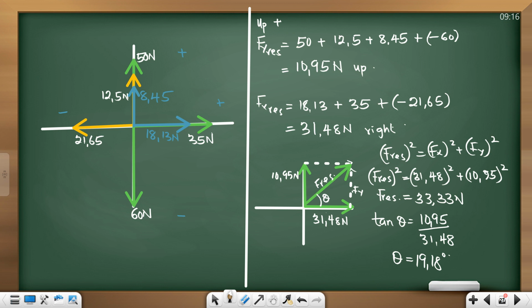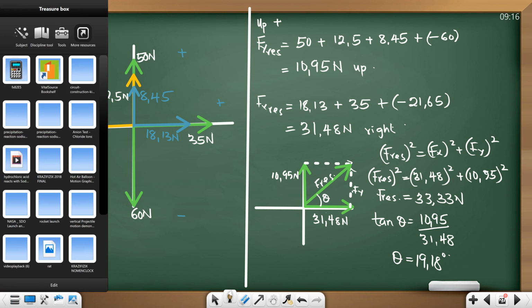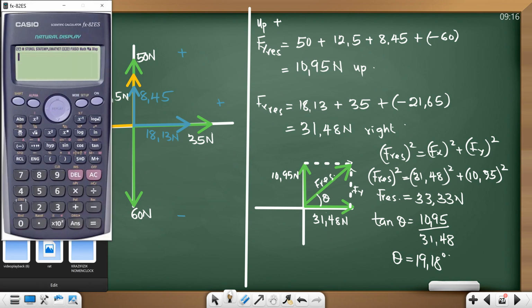Guys, Denzel, no, we've already found the square root. Probably you missed that. Keep your eyes on the screen again. All right, it is 31,48 squared plus 10,95 squared. Right, that's our answer. Then we square root. Do you see that? I've already square rooted my answer to give me 33,33. Denzel, are we okay?